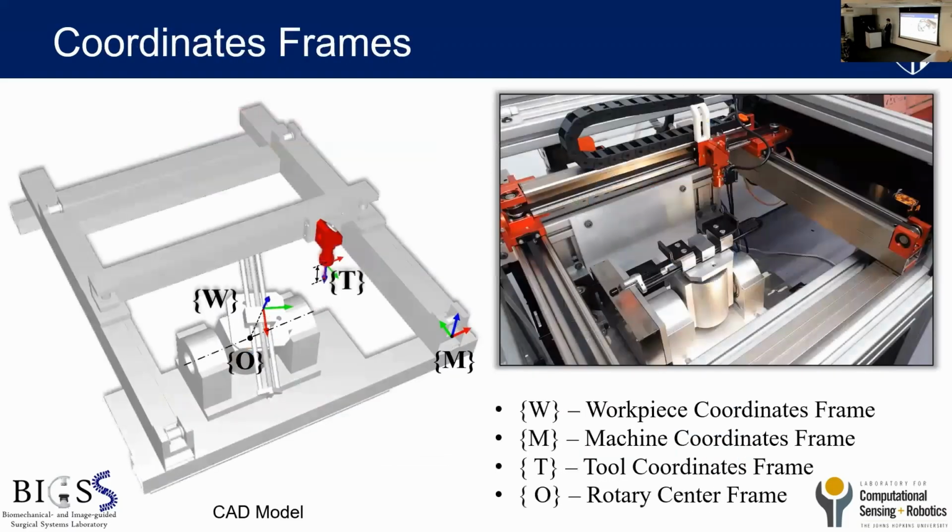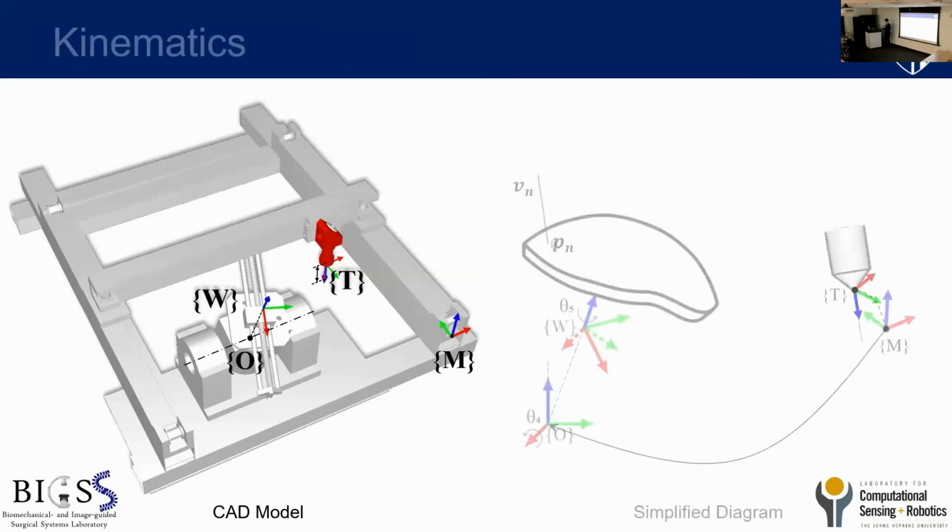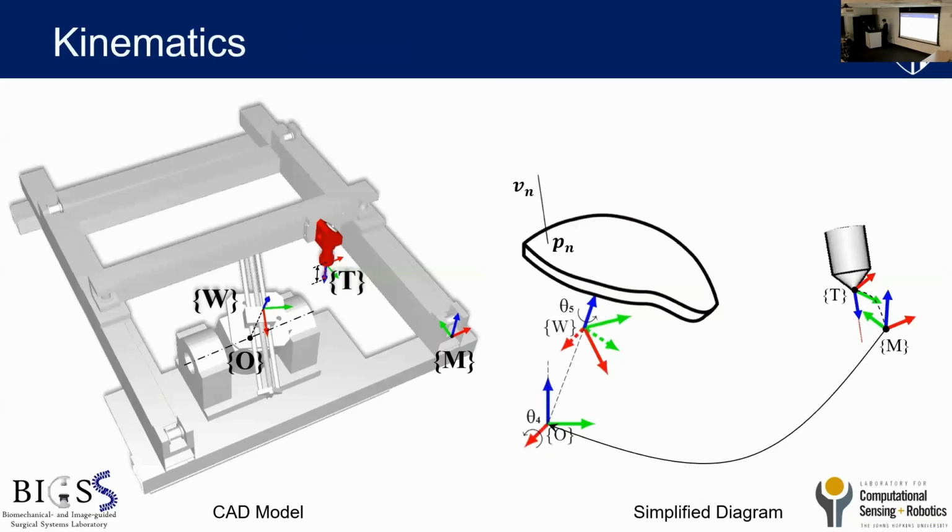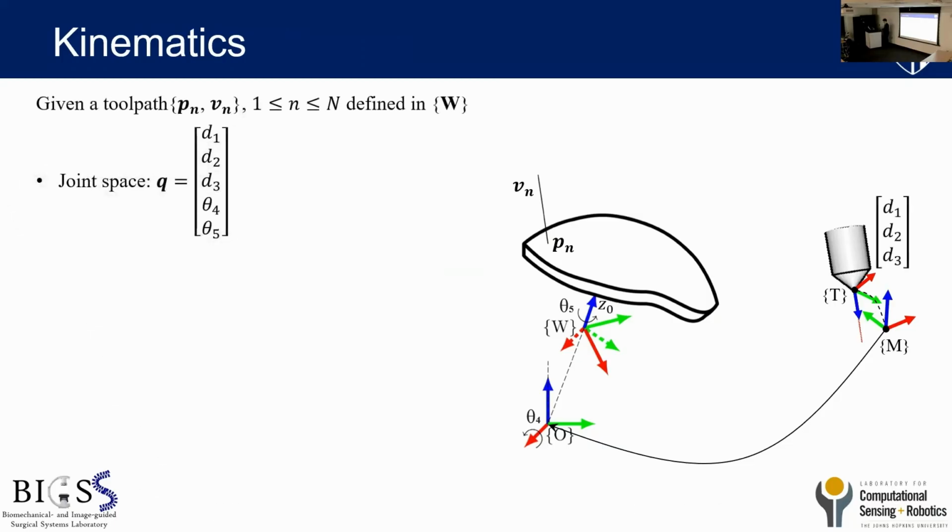And just to show you how the system works, there are several coordinate systems defined on the system: a machine coordinate system fixed in space, the workpiece coordinate system where the implant is mounted, and the tool coordinate system where the laser is cutting. And this is a simplified diagram showing the coordinate transformation. We mount the implant, and then we're given a toolpath that's represented as PN and VN. We want to align the laser to that position and orientation.